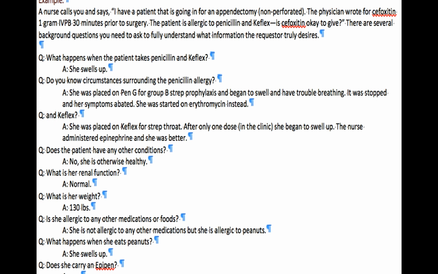You continue to ask about the patient and find out that she's healthy, her renal function is normal, she weighs 130 pounds, and she's not allergic to any other medications, but she is allergic to peanuts. When you ask about what happens when she eats peanuts, the nurse tells you she swells up and she carries an EpiPen.